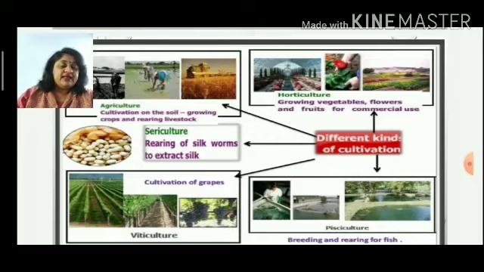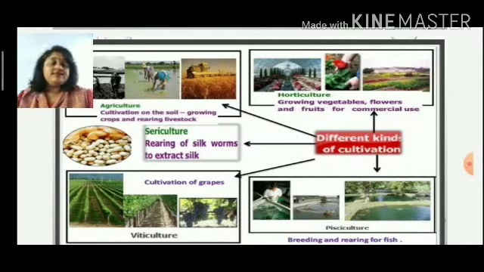Second one, sericulture, commercial rearing of silkworms. It may supplement the income of the farmer. Third one, pisciculture. The word pisci here stands for fishes. So breeding of fish in specially constructed tanks and ponds.